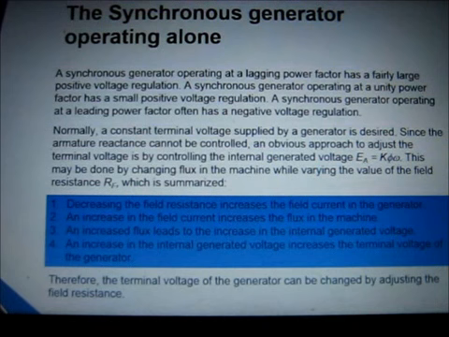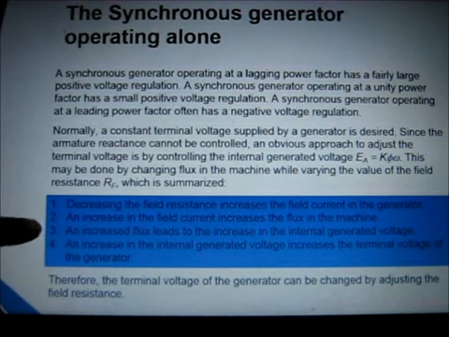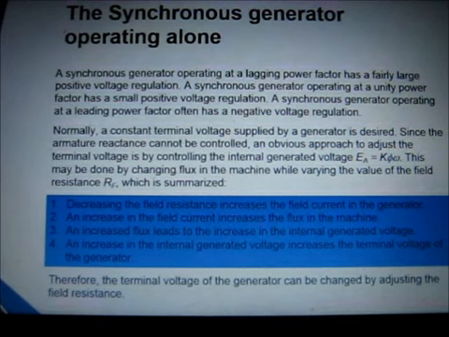Now how does this affect things? These are given in this blue box. You can see decreasing the field resistance increases the field current in the generator, and an increase in the field current increases the flux in the machine, and an increase in the flux leads to an increase in the internal generated voltage, and this increase in the internal generated voltage increases the terminal voltage of the generator. Therefore the terminal voltage of the generator can be changed by adjusting the field resistance.